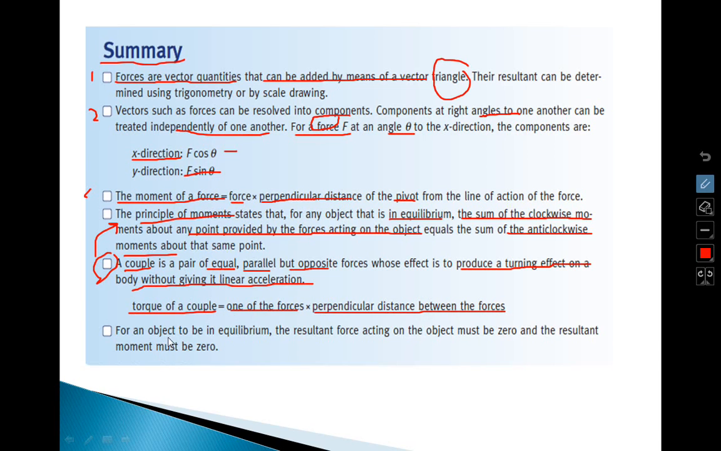Finally, for an object to be in equilibrium, the resultant force acting on the object must be 0, and the resultant moment must also be 0. Both of them are 0 because the object is in equilibrium. So those 6 or 7 points cover the whole of chapter 4.